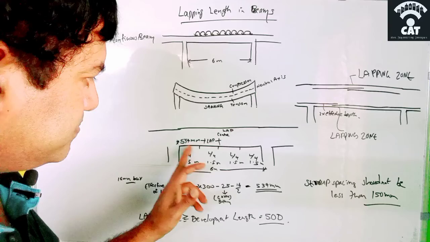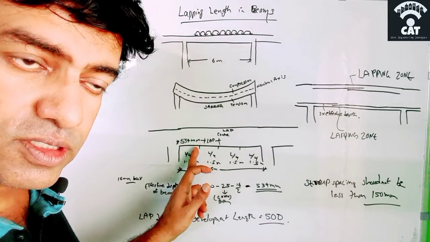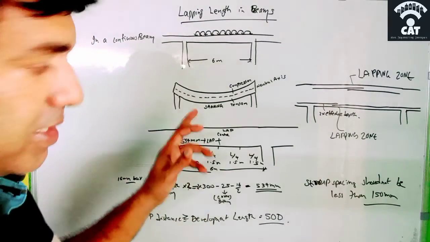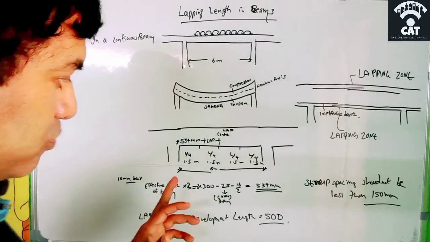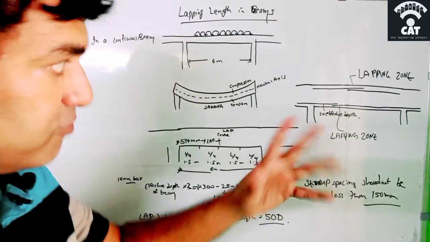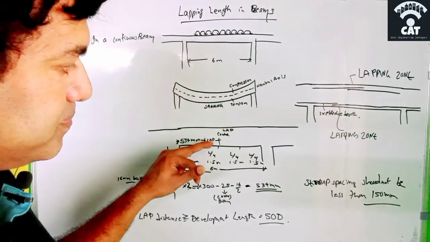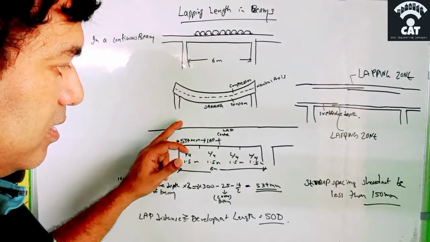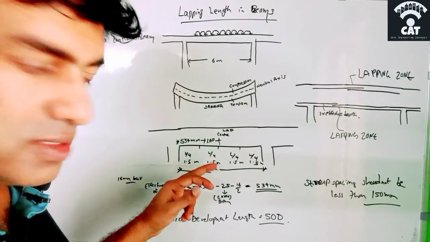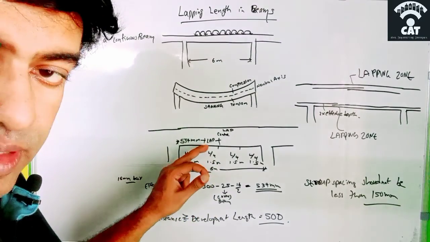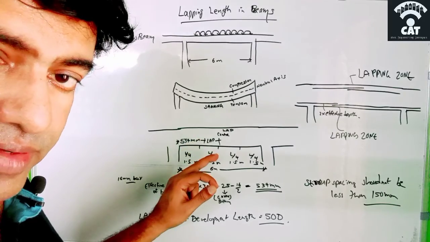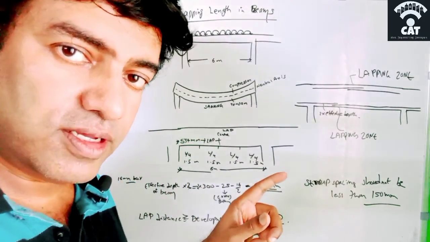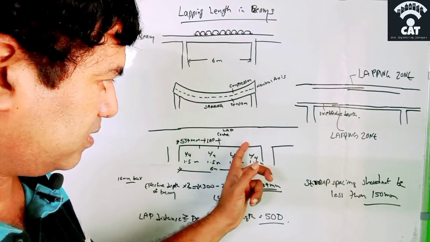So how do we get the length at which this lapping should start? That we can know. We need to take the effective depth of the beam. Effective depth of the beam means, if this is the beam, the effective depth is the total depth of the beam minus the cover, and minus half of the diameter of the steel bar which is coming in this area.